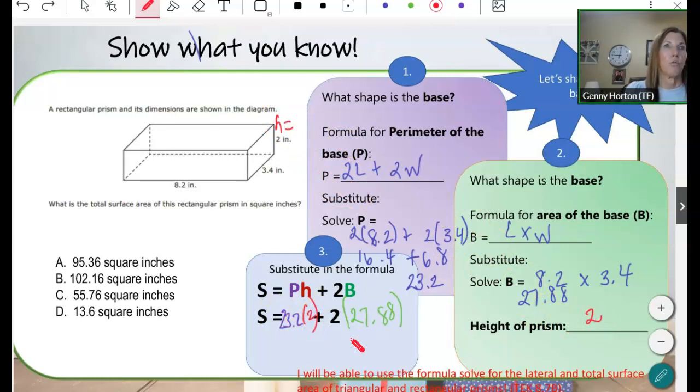All right, so we're going to go ahead and do 23.2 times 2. That's 46.4. And then I'm going to use my calculator here. 27.88 times 2 is 55.76. And then we're going to add those together to get our total surface area. So plus 46.4, and we get 102.16. So the answer would be B.